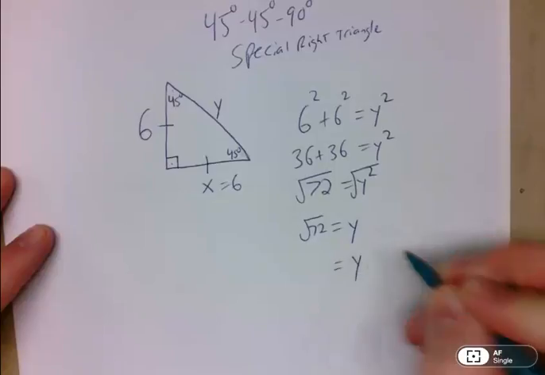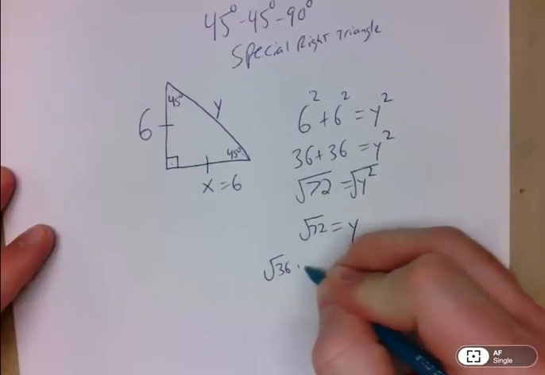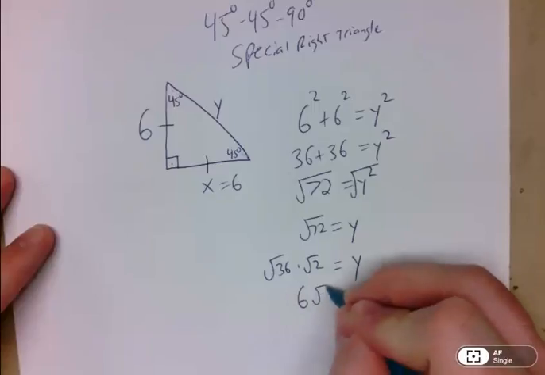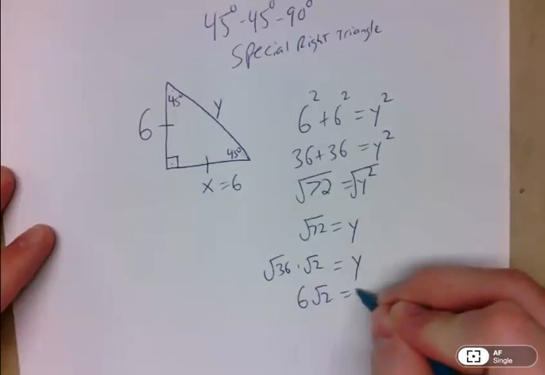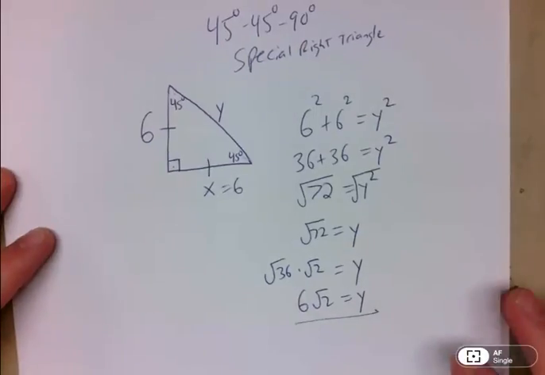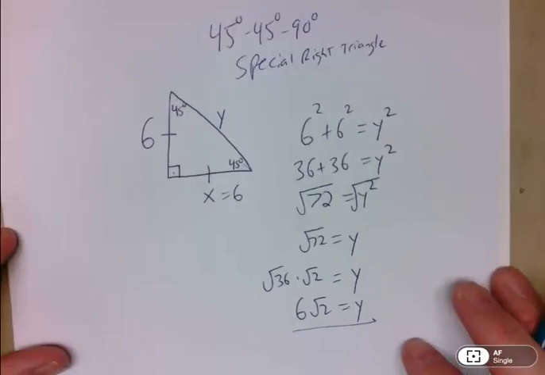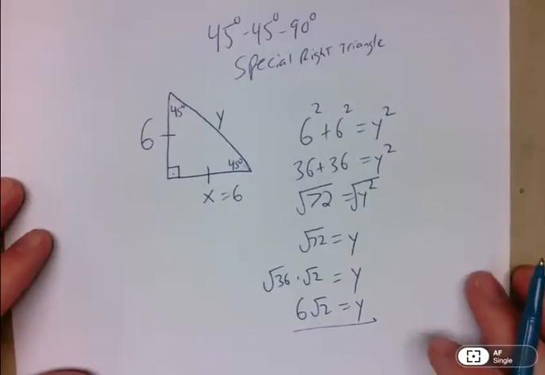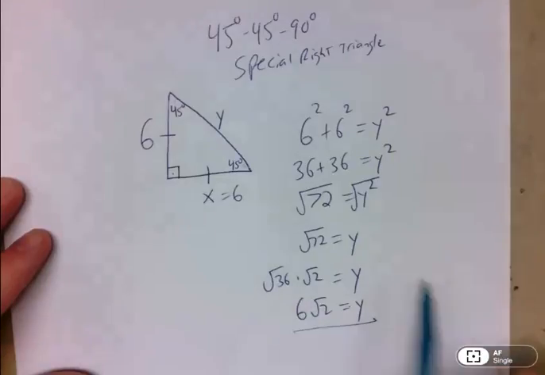So this becomes the square root of 36 times the square root of 2. The square root of 36, of course, is 6. And the square root of 2 is just the square root of 2. And we finished our problem. And if this was a warm-up question, you get full credit. However, there's actually a little bit of a pattern going on here that you probably can't see simply because of the value that I picked.